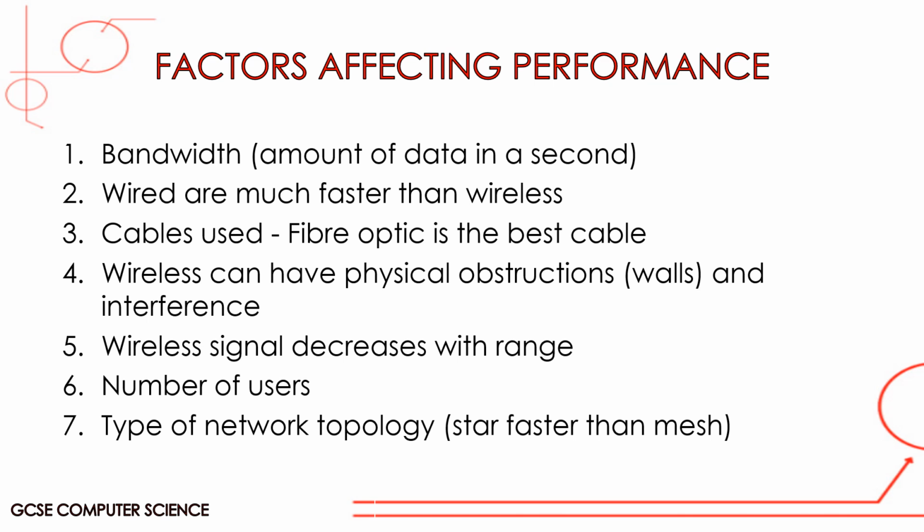Number 6 is the amount of people actually using the network. So that could be if you've got 5 people downloading videos at the same time, it's going to be much slower than 3. Number 7, the type of topology is another thing that affects the performance. Star is a lot faster than mesh.